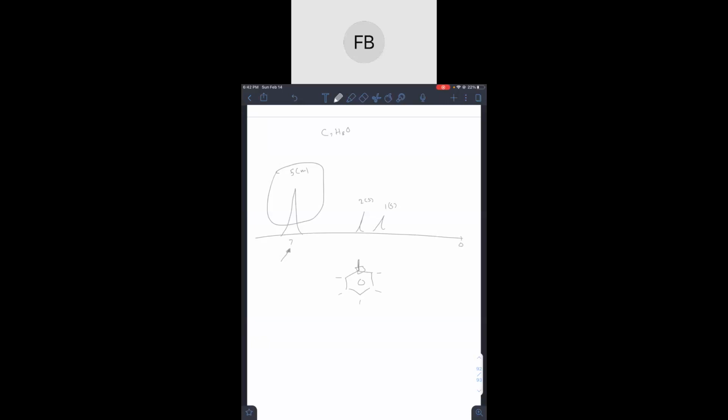So what about this? We see that there's a 2 singlet. What could that mean? A 2 singlet would be that, doesn't that mean that it's next to 0 hydrogens? Exactly. So we have 2 hydrogens that are next to 0 hydrogens.